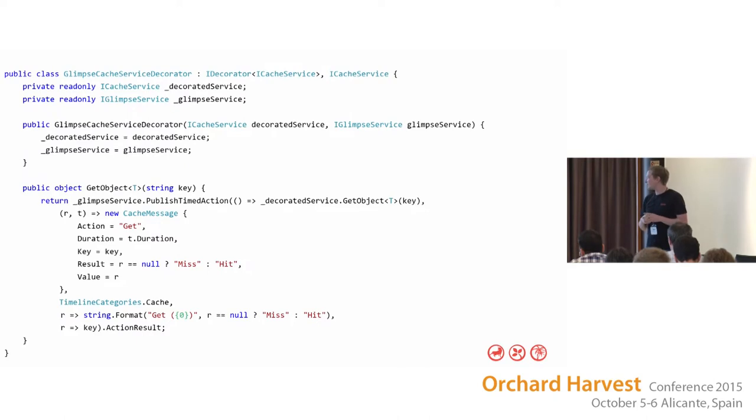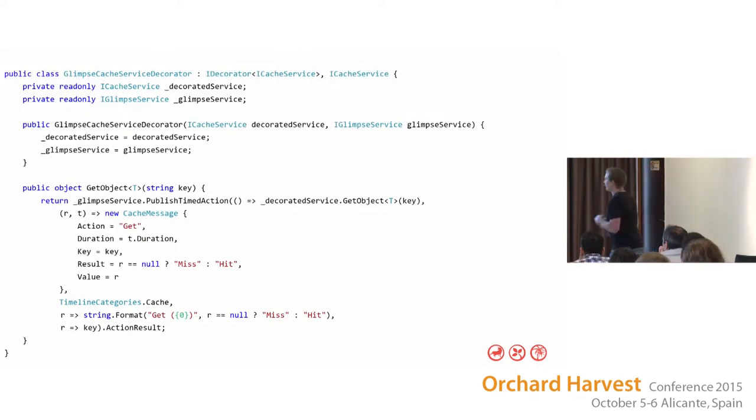So we can see what I've done here is I've decorated a single method, GetObject, which is a method on the ICacheService. This method takes a cache key, and it will return you an object if it's in the cache. So what we're doing is we're calling IGlimpseService.PublishTimedAction. This will take an action or a function, execute that, time the results, and it will push a message to the message broker. So this might look a bit complicated and nested, but it's quite powerful. There are quite a lot of overrides on this method. You don't necessarily have to use this one. I've just chosen this one because it demonstrates quite a few of the features you can do.